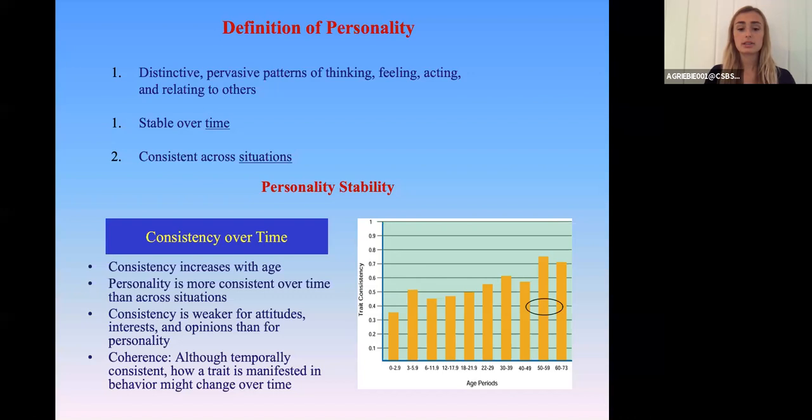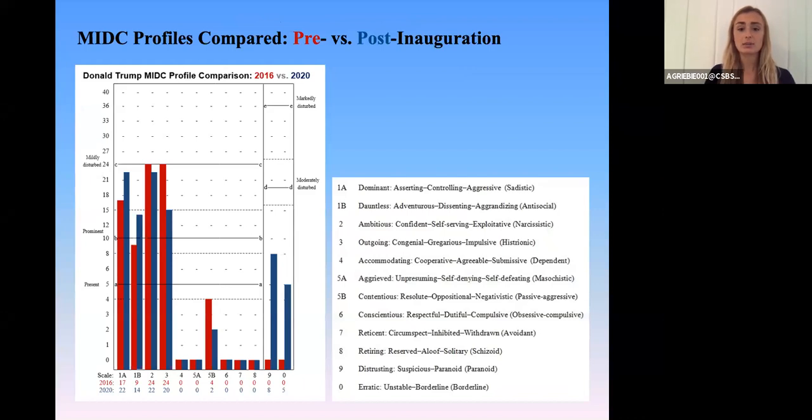Thus, an individual's personality is more consistent across their lifespan rather than in different situations, and trait stability actually increases across the lifespan. So, because Donald Trump is 74 years old, we can expect his personality traits to be very stable, which is conducive to predicting his leadership style and behavior. Based on this fact, we compared Donald Trump's pre-inaugural personality profile to his post-inaugural profile. Our comparison revealed a high degree of consistency between Trump's pre- and post-inaugural profiles.